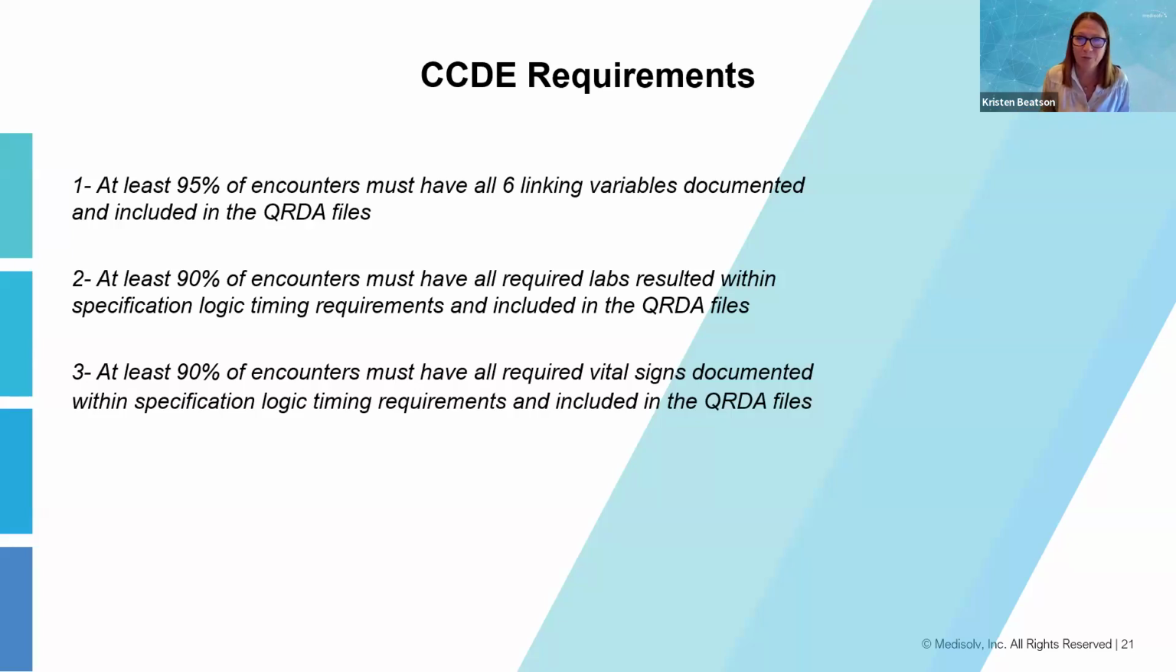Same for lab results, except the number is a little bit lower. You have a little bit more wiggle room there. At least 90% of encounters must have all required labs resulted within that logic timing. Keep that in mind, and included in the QRDA files. So again, when you're looking at your labs and then vital signs, it's the same, making sure that at least 90% or more of your patients have all of the vitals, all of the lab results. Any patient missing one goes into that did not meet category and will impact your overall numbers and your ability to meet requirements for both labs and vital signs. Next slide.